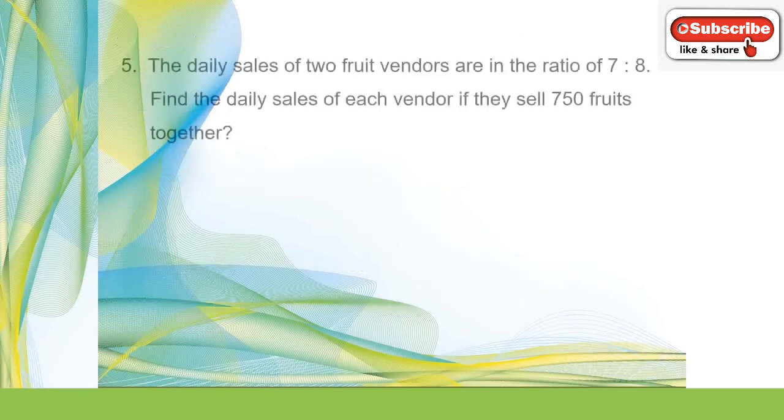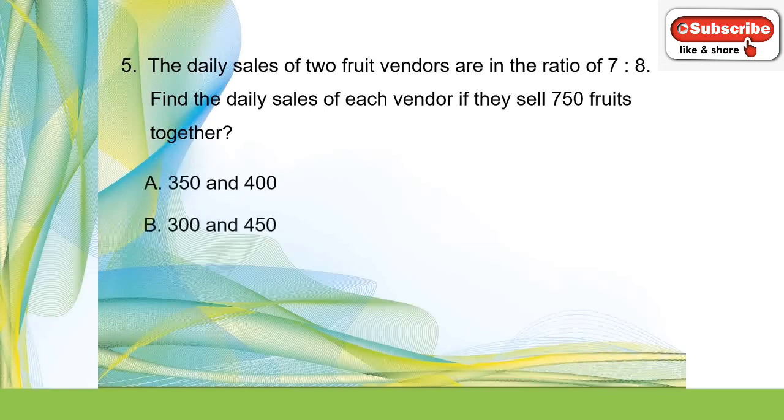And the last, number 5. The daily sales of 2 fruit vendors are in the ratio of 7:8. Find the daily sales of each vendor if they sell 750 fruits together. A. 350 and 400, B. 300 and 450, C. 400 and 350, D. 450 and 300. Write your answer now. Time is up. The correct answer is letter A.